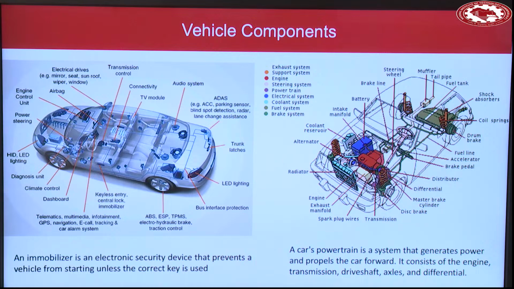If you look at the right side, you got exhaust system, support system, engine, steering system, powertrain, electrical system, coolant system, fuel system, brake system. So the number of systems, if any of those gets a fault, it has direct or indirect impact on the vehicle itself. Right? And now what we are doing here, we are making things smarter. That means these systems might be talking to each other, subsystems. And if that is happening, then definitely we need to think about it.